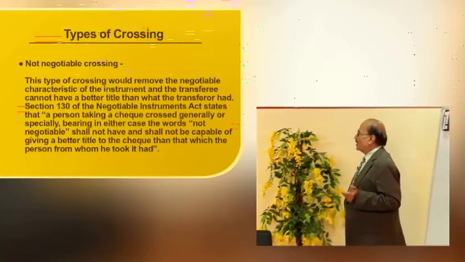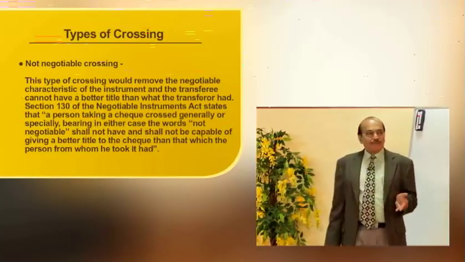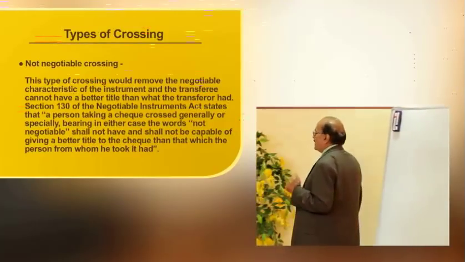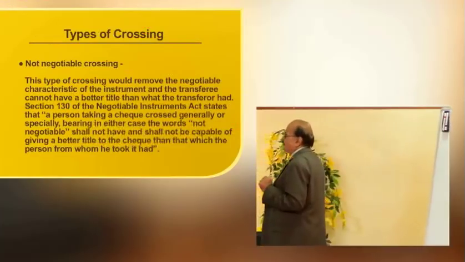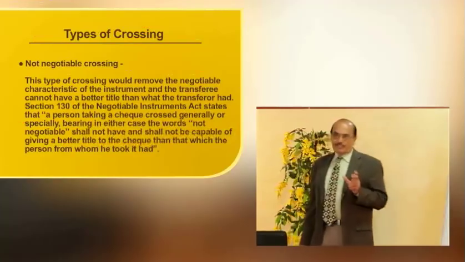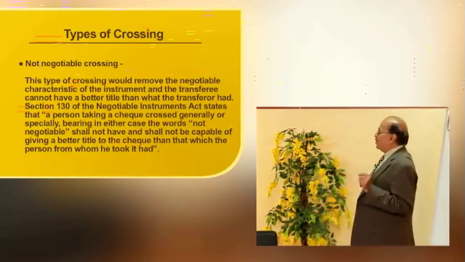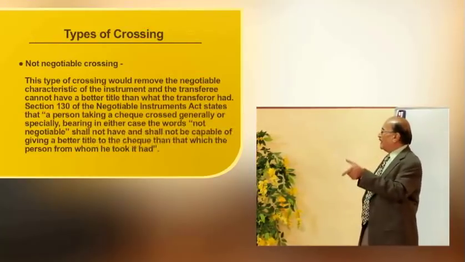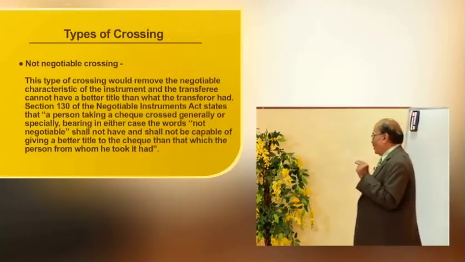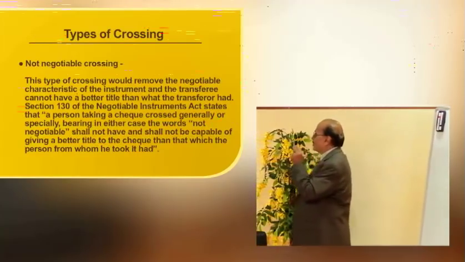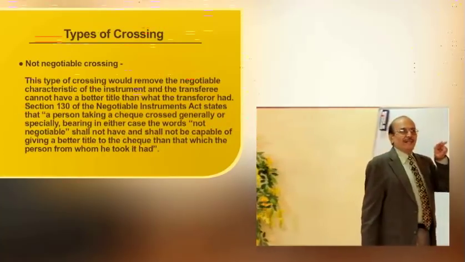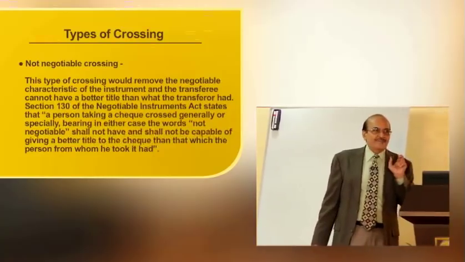Section 130 of the Negotiable Instruments Act states that a person taking a check crossed generally or specially, bearing in either case the words "not negotiable," shall not have and shall not be capable of giving a better title to the check than that which the person from whom he took it had. So, not negotiable crossing means that the title which the person is going to get will not be a better one than the transferor had.